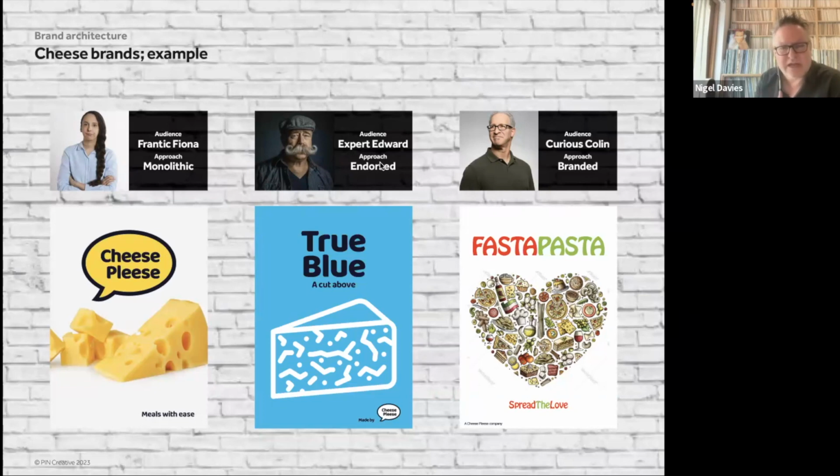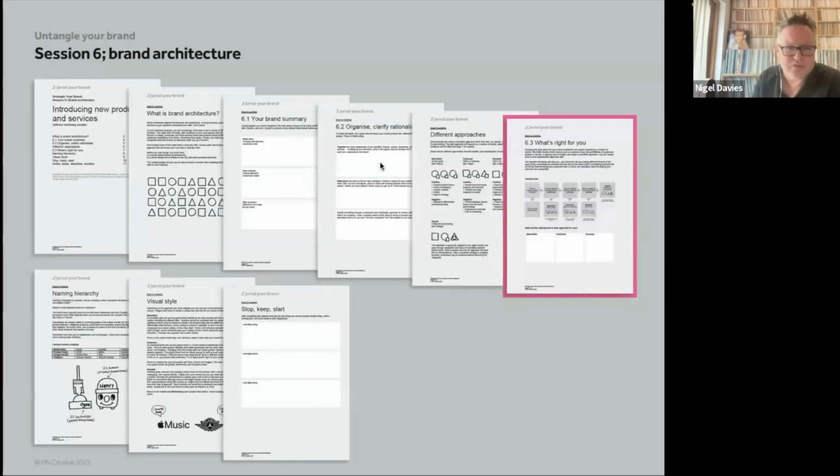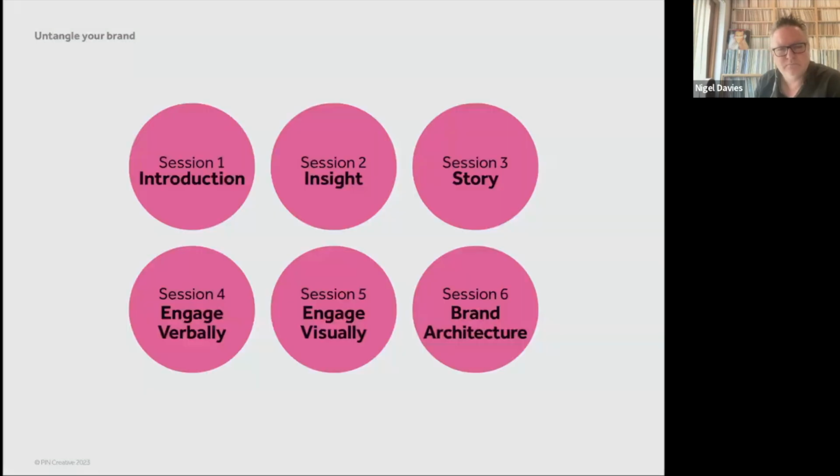And so you can see how you can modify your own brand to face these different audiences, but you are building new tools and new techniques to get to them. So the final thing, here are the worksheets. I would look at the what's right for you type activity, but have a look at all the extra information, because it will really help you think about what's right for your brand.